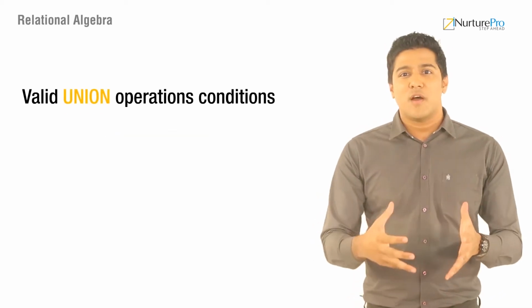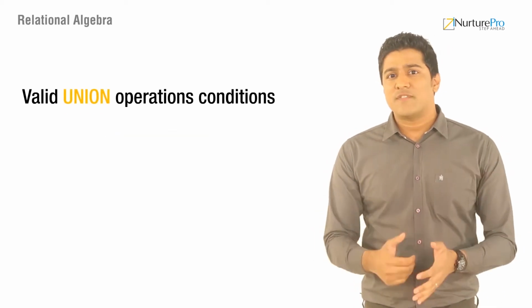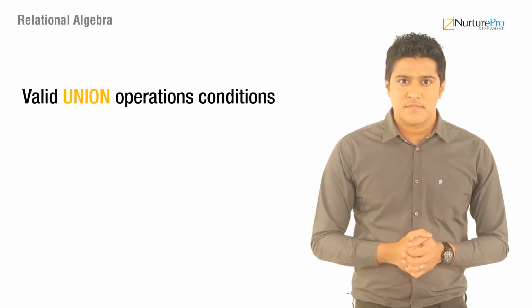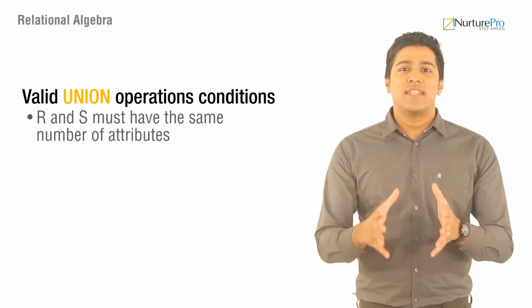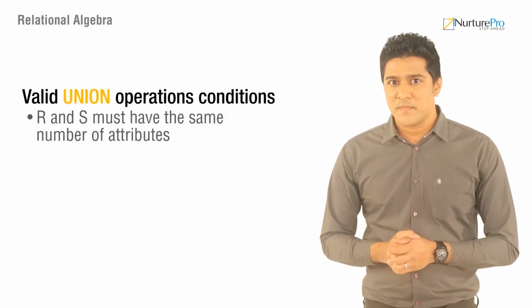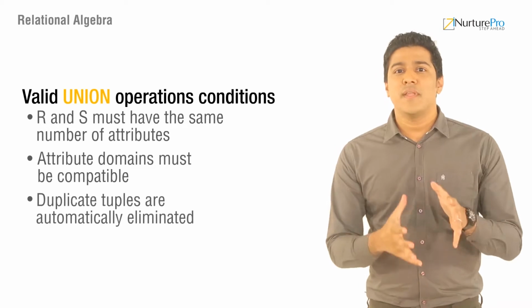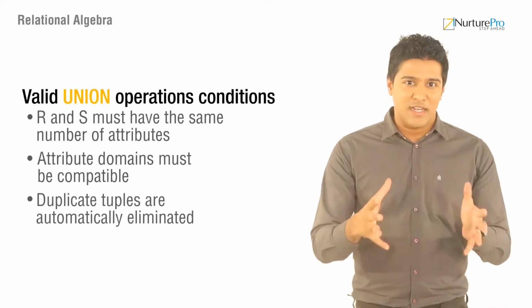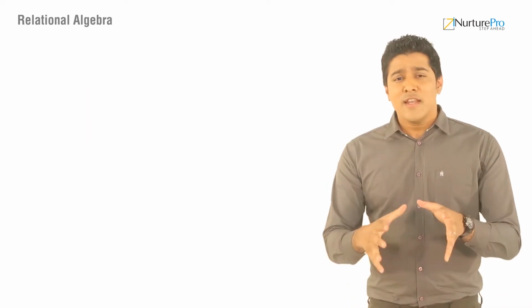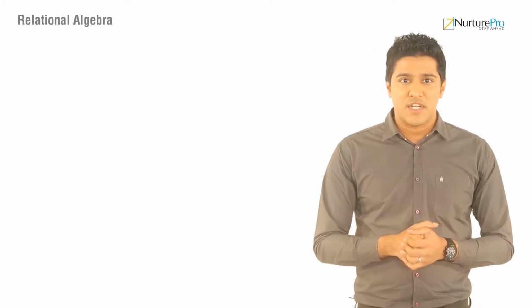We say a union operation is valid if it satisfies the 3 conditions. R and S must have the same number of attributes. Attribute domains must be compatible. Duplicate tuples are automatically eliminated. Now let us take an example for a union operation.